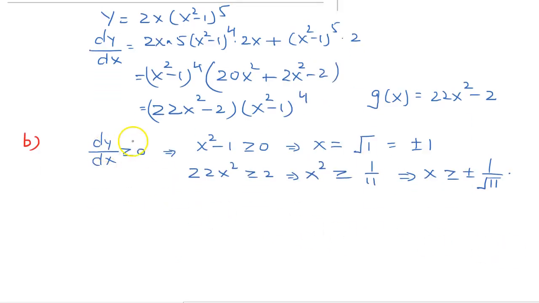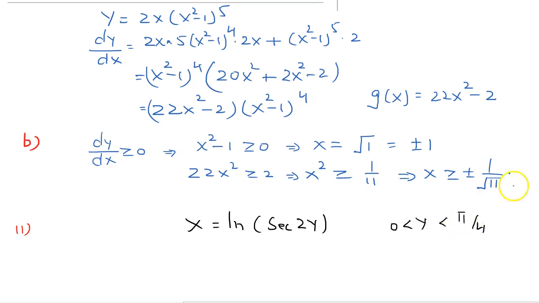Now the next part, part 2, is x is equal to ln sec 2y, and y is from 0 to pi over 4. Find dy over dx.